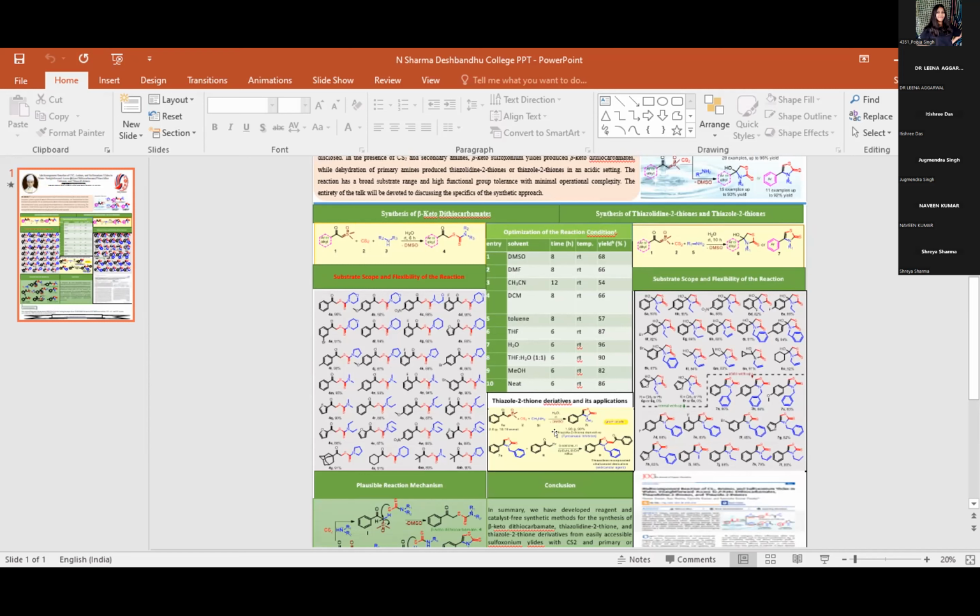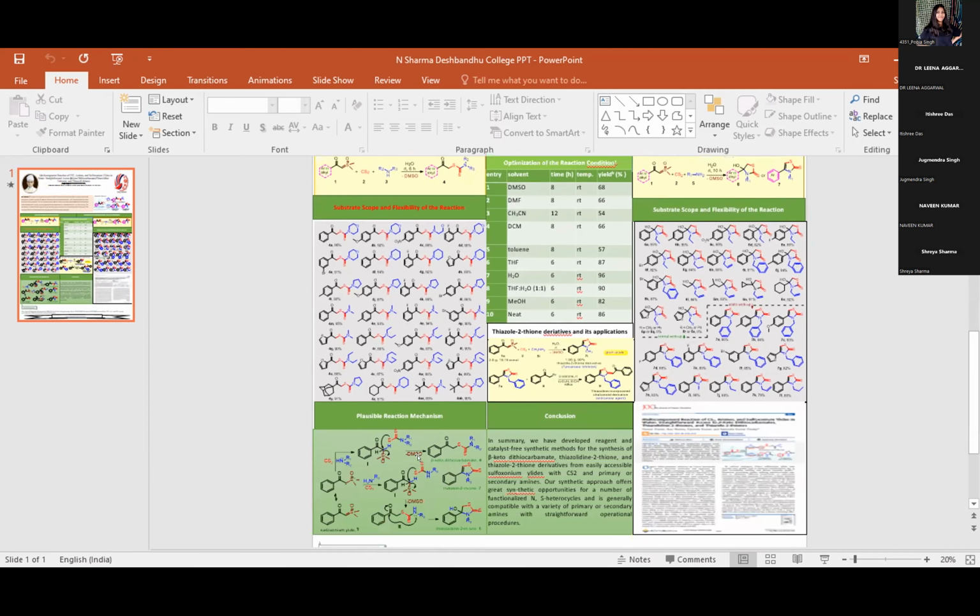It is now time to suggest a possible mechanism after the remarkable demonstration of the practical synthesis of beta-ketodithiocarbamate, thiazolidine-2-thione and thiazole-2-thione derivatives from sulfoxonium ylide. The proposed reaction mechanism for the synthesis of these scaffolds is shown in the scheme.